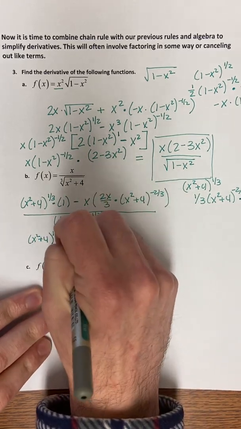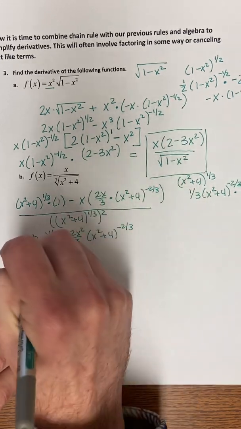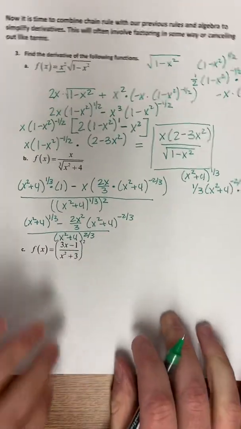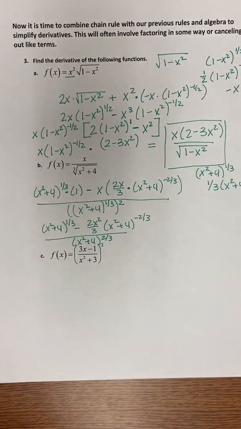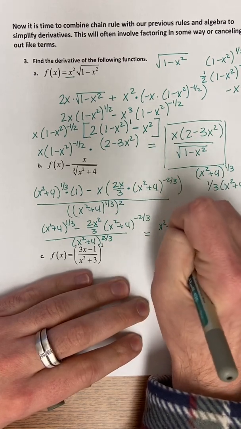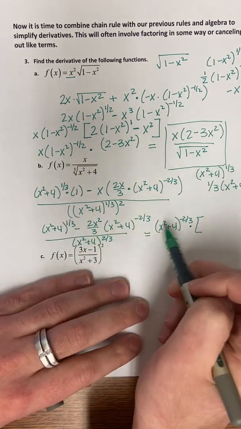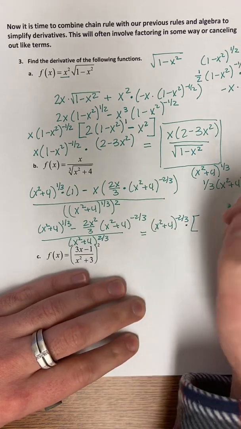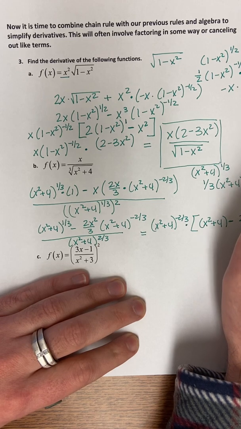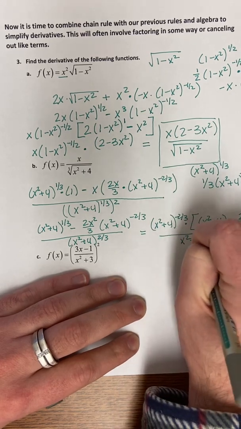This is minus 2x squared over 3 times (x squared plus 4) to the negative 2/3 over (x squared plus 4) to the 2/3. Now, where is the factoring going to come into play here? Kind of in the numerator. If I factor out an (x squared plus 4) to the negative 2/3, what I'm left with in the numerator is I'm subtracting negative 2/3, so I'm adding 2/3. This becomes (x squared plus 4) to the first power minus 2/3 x squared, all over (x squared plus 4) to the 2/3 power.